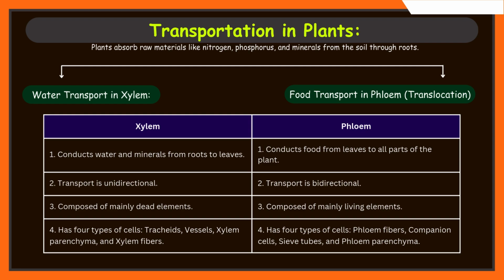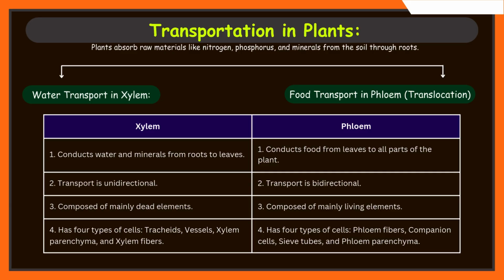Transportation in plants. Plants absorb raw materials like nitrogen, phosphorus, and minerals from the soil through roots. Water transport in xylem. Food transport in phloem. Xylem. The xylem is a complex plant tissue that serves as the main water conducting system. Its primary function is to transport water and dissolved minerals from the roots upward to all other parts of the plant, including the stems and leaves.